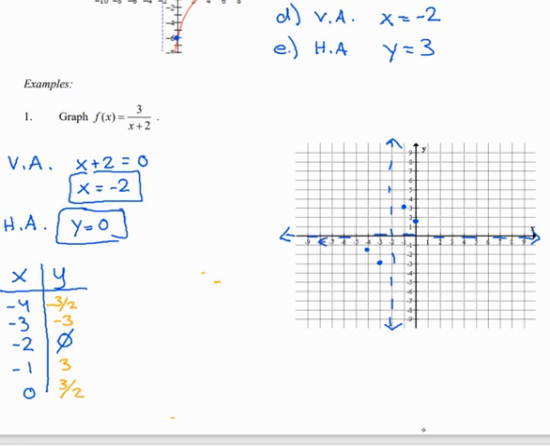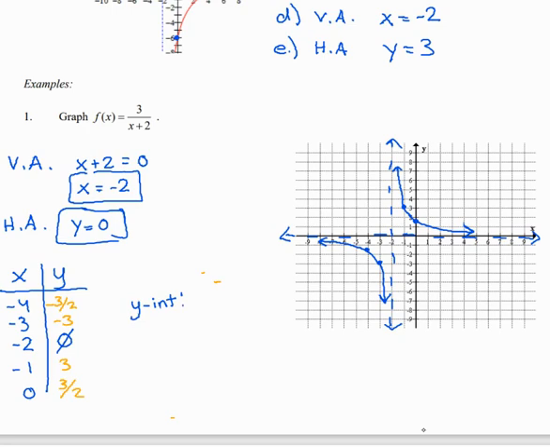I can't pass my asymptote, so it approaches that y equals 0, and then it also approaches that x equals negative 2. So there's one branch. Same thing with the branch up in the positive area. I approach those asymptotes and I am a curve. And there's your graph.